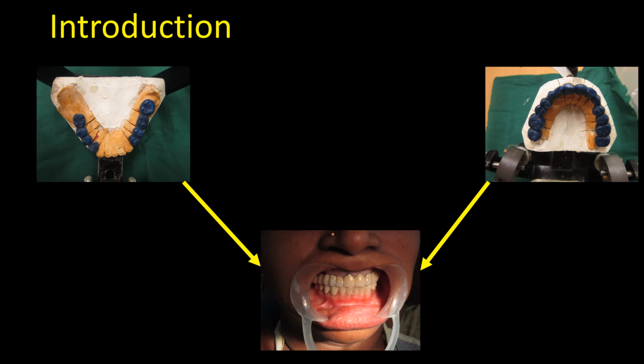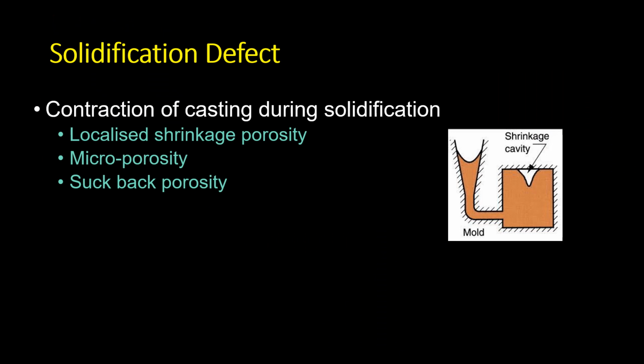In dentistry, all kinds of dental prostheses, such as metal denture bases, removable partial dentures, and fixed partial dentures, are made from a wax pattern, which will be converted into a casting by means of the casting procedure. There are a lot of defects we encounter during casting. One among them is the solidification defect. This solidification defect is due to contraction of the casting during solidification.